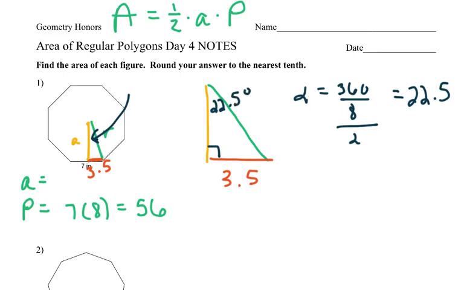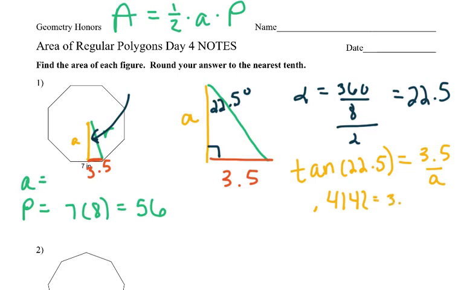So we don't really care about the radius because that's not part of our equation, so now we're just going to solve for the apothem. So we'll call this A, and we're going to use the tangent function because we've got the opposite and the adjacent. So the tangent of 22.5 is equal to the opposite, 3.5 over A, and we're going to evaluate tangent of 22.5. That's equal to 0.4142, and that's equal to 3.5 over A.